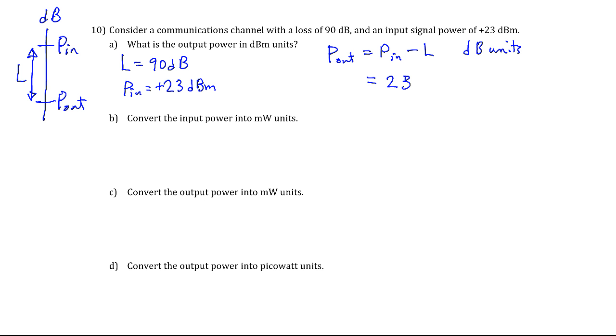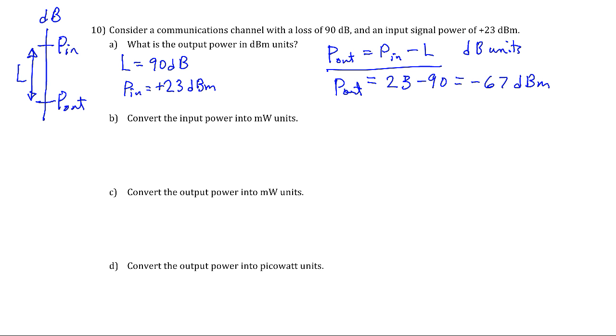23 minus 90 is minus 67 dBm. Let's see, double check. 67 plus 23 is 80 plus 10 or 90. Okay. And so that's how easy it is to do loss budgeting problems. You're given 2 out of the 3 variables and you solve for the unknown, P out, and you're done. Very simple calculations typically. When you have to deal with milliwatts, it's a little bit of a pain.